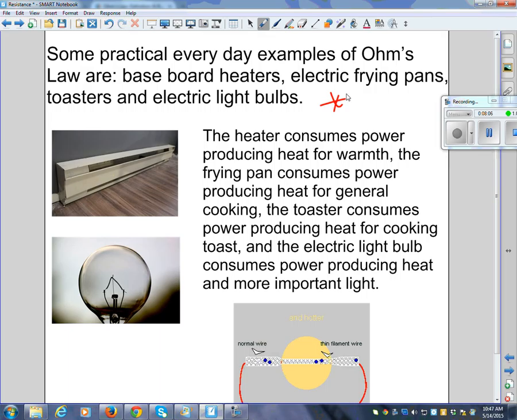Do you know why? Because I have a magic crystal ball that tells me what comes up on the test. Karen, show us the crystal ball. Okay? And that crystal ball tells me that one of the questions is, describe a use of resistance that might be beneficial in your home. You would answer baseboard heaters, electric frying pans, toasters, electric light bulbs, anything else you can think of? Gerbils. Gerbils would not get you credit.